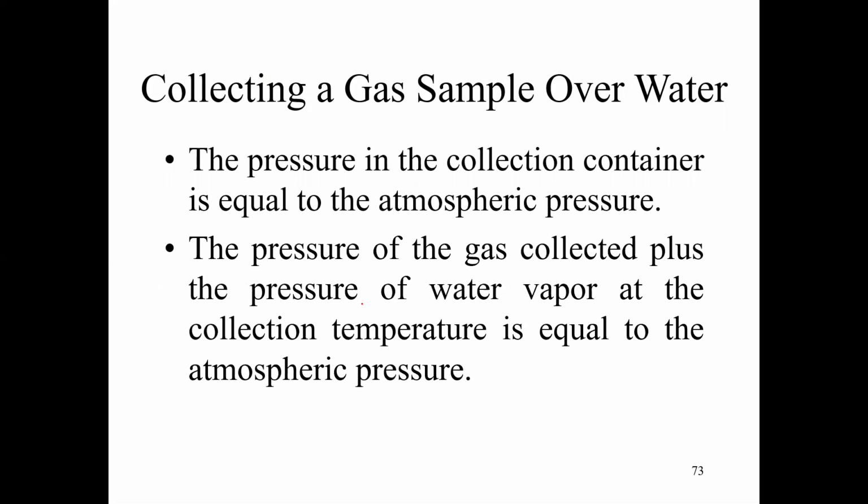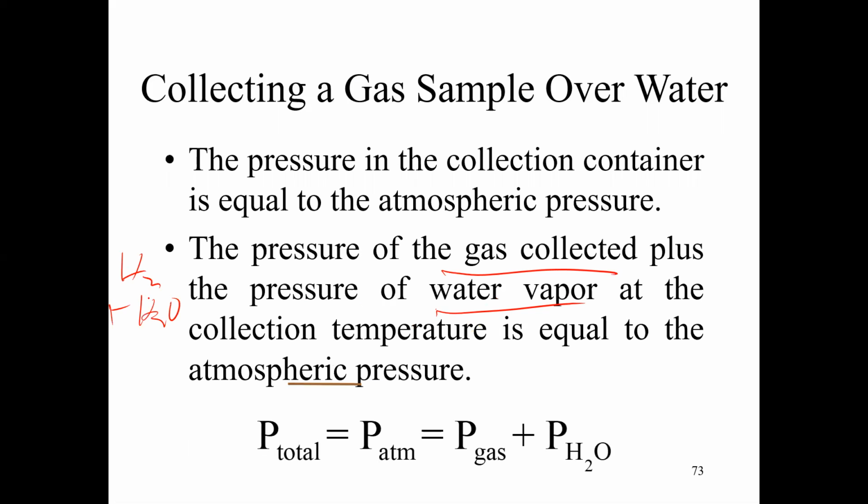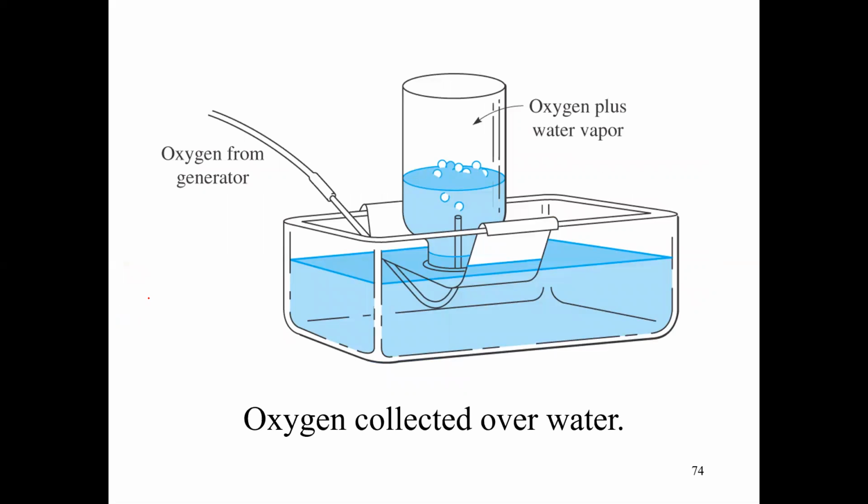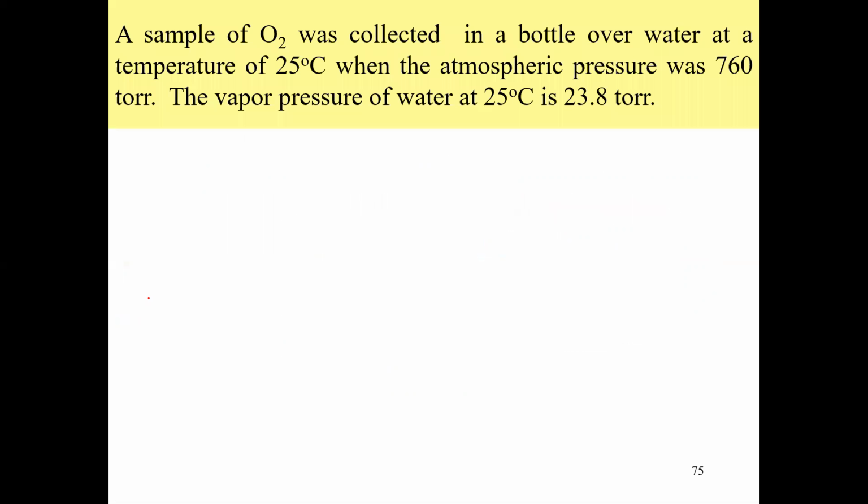And then an example of something you might do in the lab, collecting a gas sample over water. The pressure in the collection container is equal to the atmospheric pressure. So the pressure is that of the water at the collection, plus that of the gas collected. So you've got, for example, hydrogen plus that of the water at a certain temperature. So that's a correction factor that's done in an experiment where you collect oxygen over water.